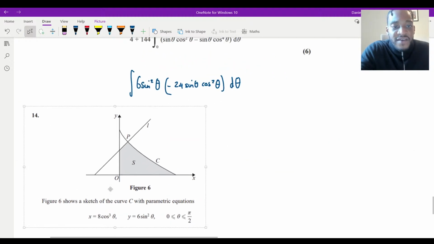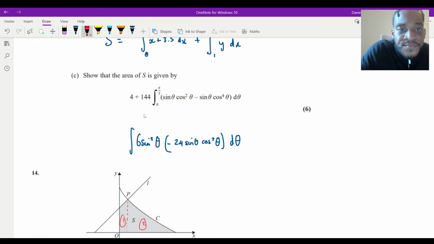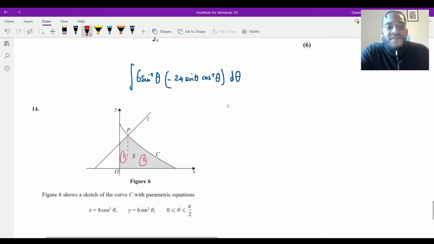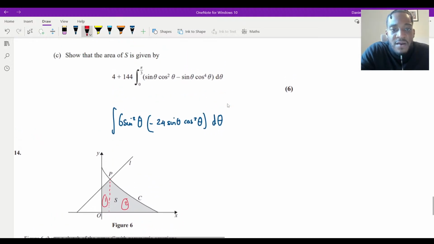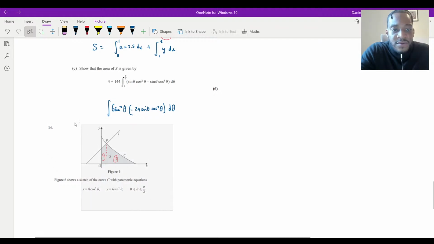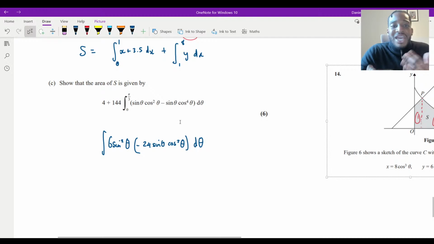So remember, the area of S is two parts, right? It's this part here, number one, plus that part there, which is number two. These two areas here, this is number one right here, and that's number two. Now we need to figure out what these limits are parametrically. So when I'm dealing with parametric equations, remember, if I'm integrating parametrically or in Cartesian form, they have to be equivalent.